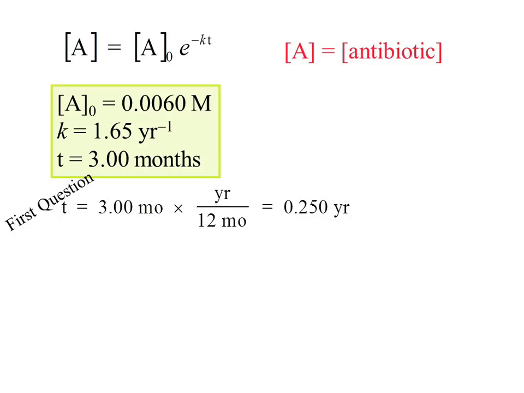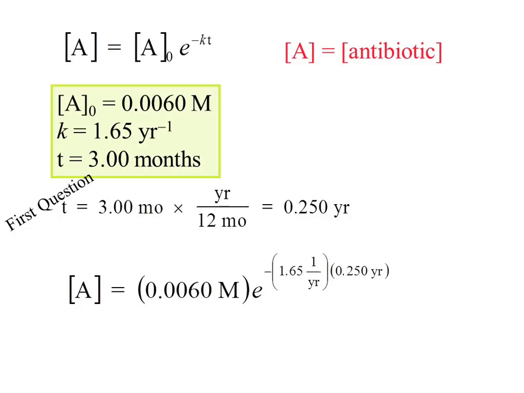Okay, and so I think we're ready to substitute. Substituting in for the first order time concentration equation, the concentration of interest is equal to the initial concentration, that 0.0060 moles per liter, times e raised to the negative kt. So raised to the negative 1.65 per year, and also then that is raised to that times 0.250 years. That was the time of interest.